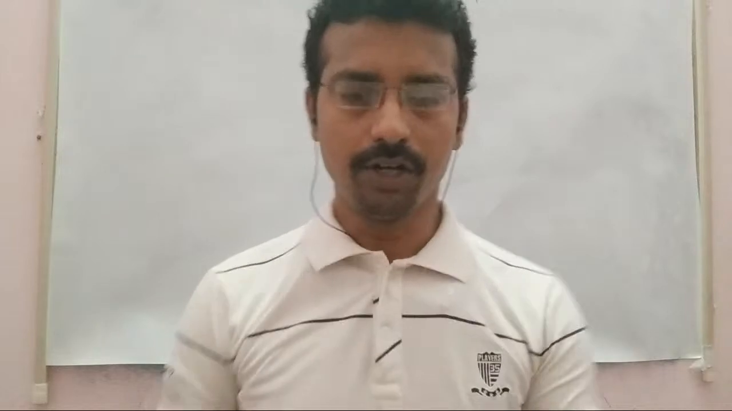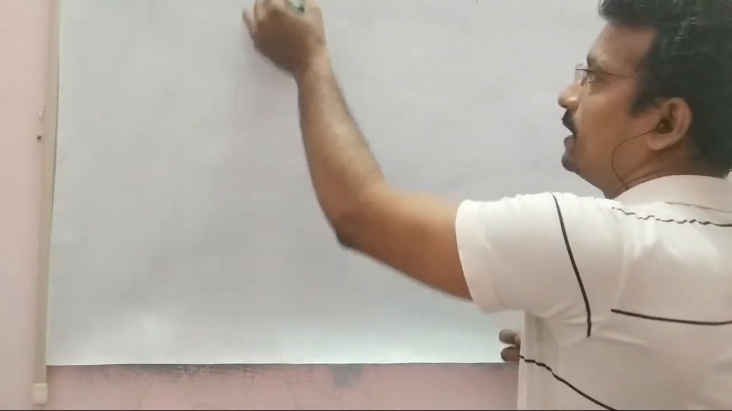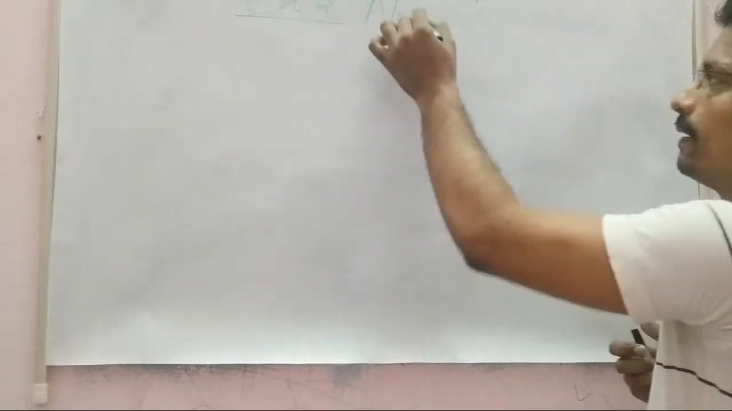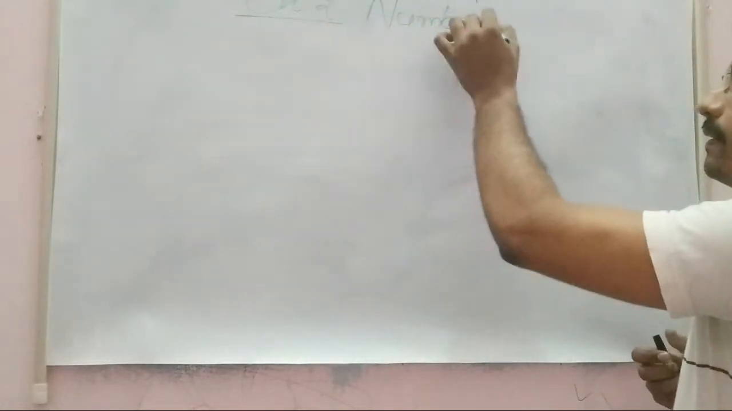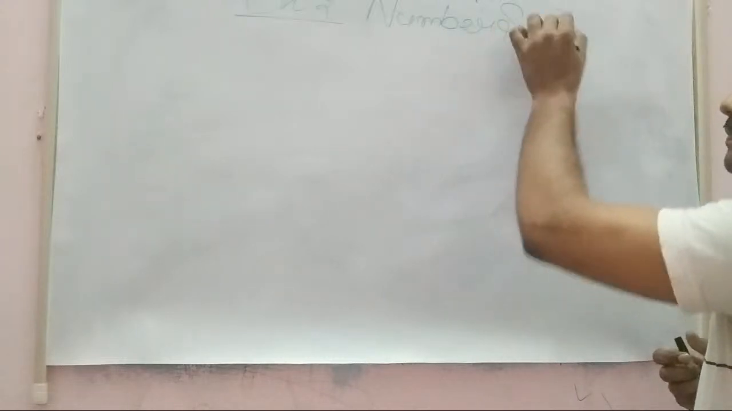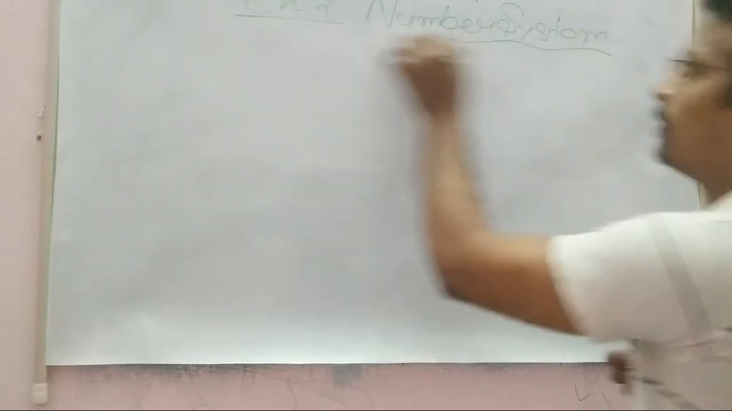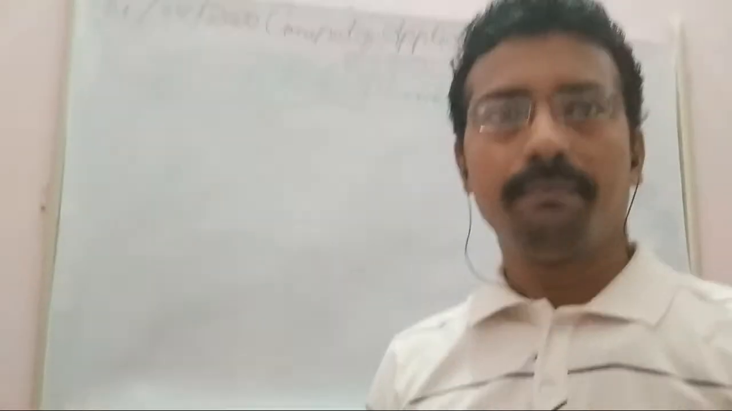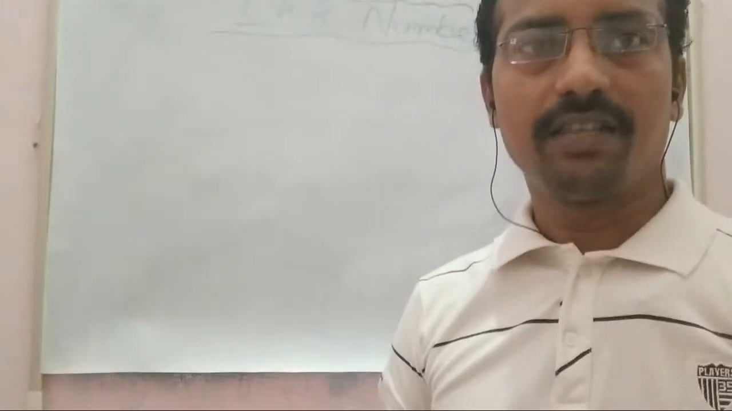Okay, so ready for the next chapter? Good. The chapter is number system. Number system. This is the chapter name. I think this is visible to all.